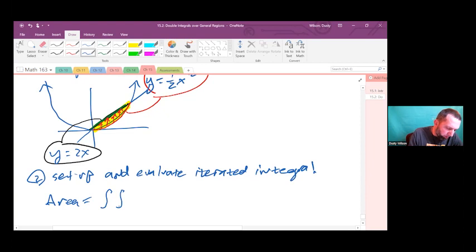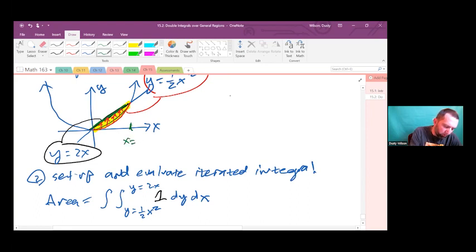from the lower one, y equals 1/2 x squared, to y equals 2x. And my integrand, because I care about area, is going to be just 1. And then we'll go dy because we're running arrows parallel to the y-axis. And it looks like we still need to figure out where these two curves intersect. We need to find this x value.